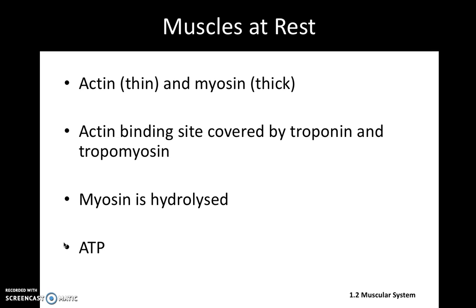Meanwhile, the myosin is energized whilst the muscle is at rest, waiting for the opportunity to bind with the actin and cause a muscle contraction. The reason the myosin is energized is because of the bonds within the ATP being broken down and therefore releasing energy which the myosin will use during the contraction.